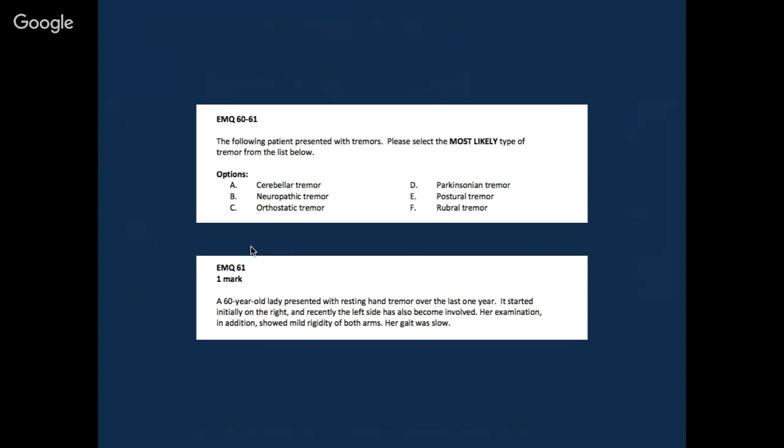All right, a 60-year-old lady presents with resting hand tremor over the last year. It started initially on the right. Recently, the left side's been getting involved. Her examination shows mild rigidity of both arms. Her gait is slow. Okay, perfect. D. Anyone disagrees that this is D?